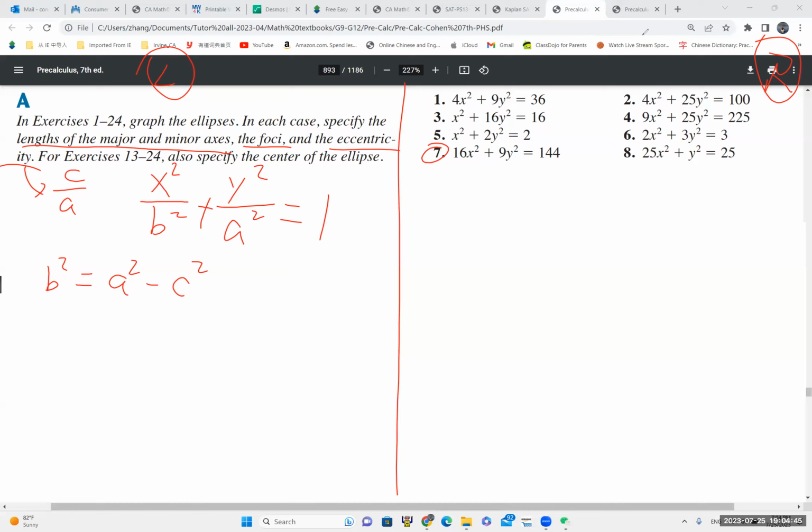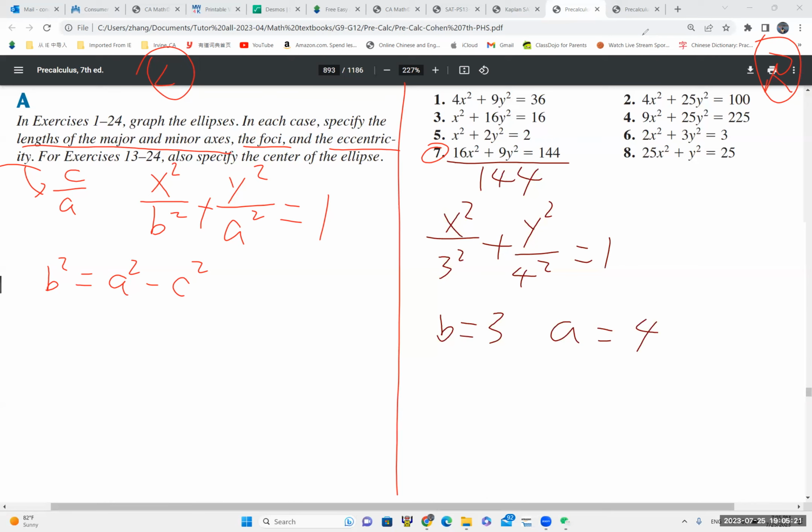Okay, I suppose it's not so hard. Let's do it together. Divide both sides by 144, right? So here we get x squared over 9. 9 you can also write as 3 squared, right? Then here we get y squared over 16 or 4 squared. Then here is 1. From this we know b is 3, a is 4, right? Then how about c? So we have c squared equals a squared, 16, minus b squared, 9. So it's 7. So c is radical 7.